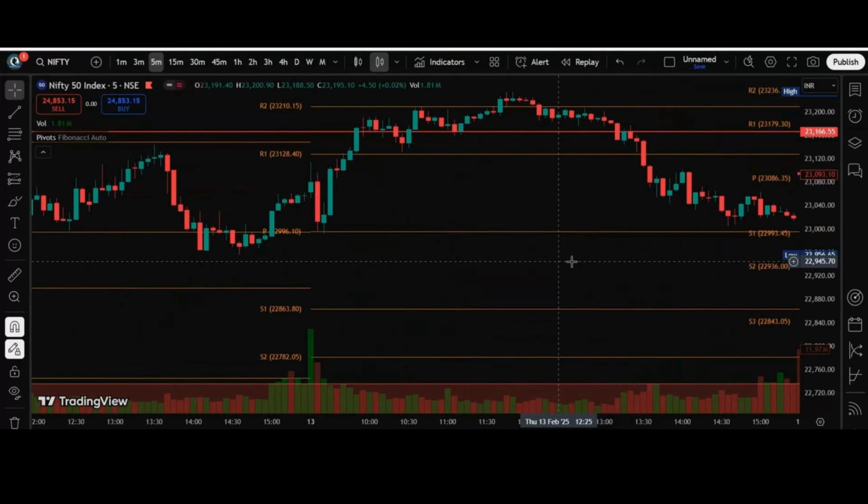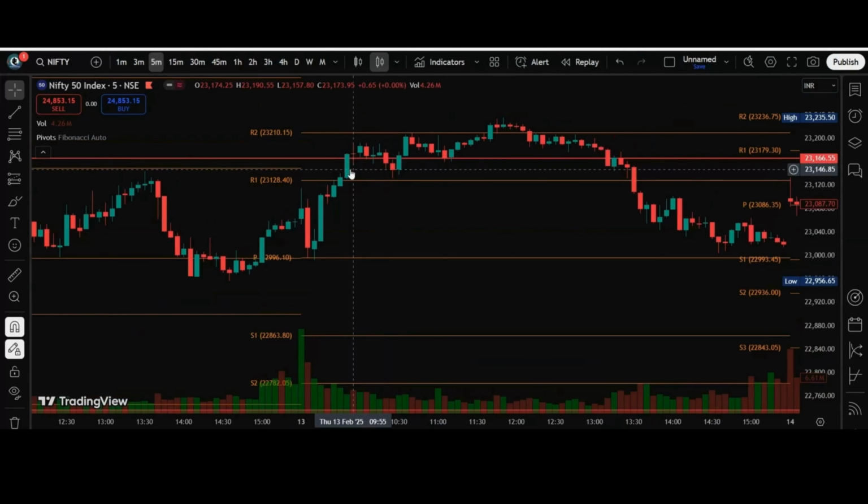So in this case, if you see this on 13 February, the first candle we will not do anything, second candle we will not do anything, third candle we won't do anything, fourth, fifth, sixth, and the sixth candle is when it has broken on the upside. The R1 is broken, and then we will enter the trade here.